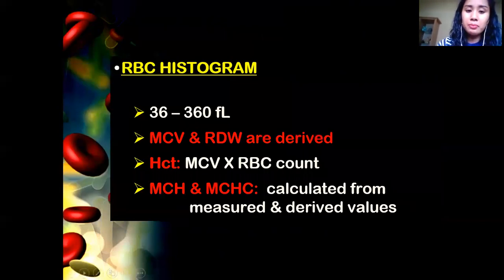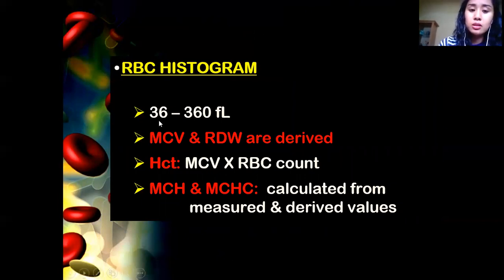For the RBC histogram, its range is 36 to 360. Malaki yung range niya. Class, I just want to add that MCV, RDW, and hematocrit are computed by the machine, because there is no centrifuge inside the machine. We just compute it. So the hematocrit is the MCV times the RBC count.